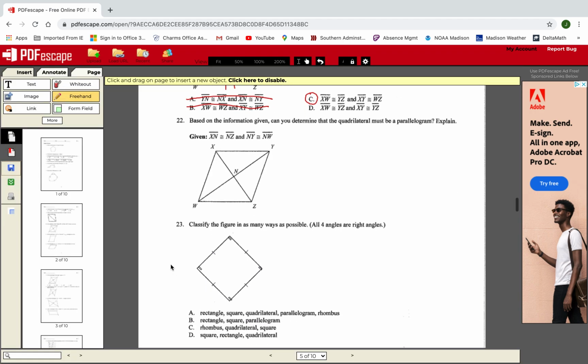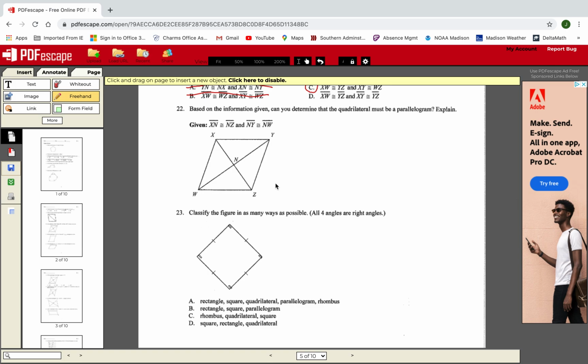Looking at 22, based on the information given, can you determine that the quadrilateral must be a parallelogram? There is some given information here, so let's mark it. This given information says that XN equals NZ. So I'm going to put a single slash through XN and through NZ, which is showing me a diagonal bisected. And the next piece of information says NY is congruent to NW, which is the other diagonal bisected. So we can conclude that this is a parallelogram. I'm going to say yes, because the diagonals bisect each other.